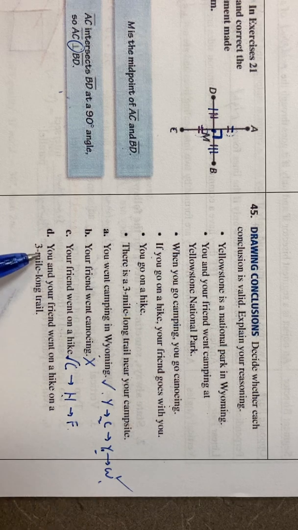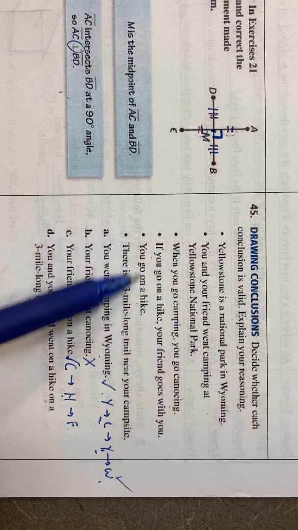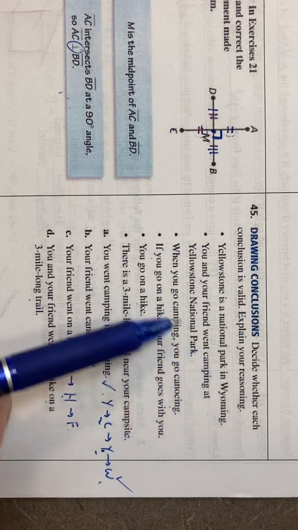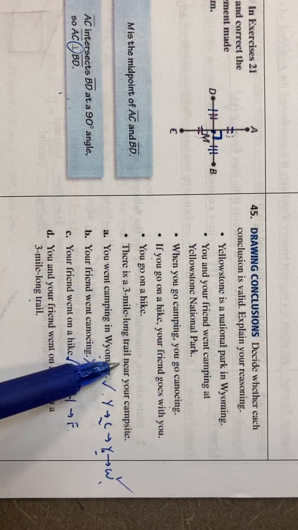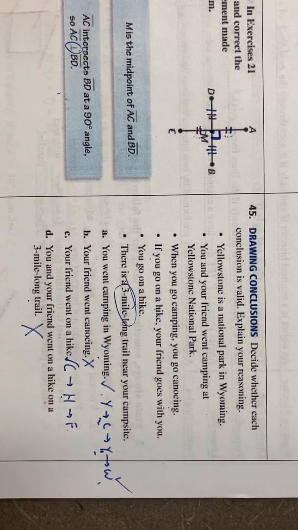Sure. Next, you and your friend went on a hike on a 3 mile long trail. We established that you go on a hike. We established that if you go on a hike, your friend goes with you. Did they say that you guys went on a hike on this 3 mile long trail? I don't think we can assume that. You might have gone on a hike on a 6 mile long trail, but not that 3 mile long trail. So we cannot make that assumption that we went on that particular trail. And that is the homework. So welcome to deductive reasoning.